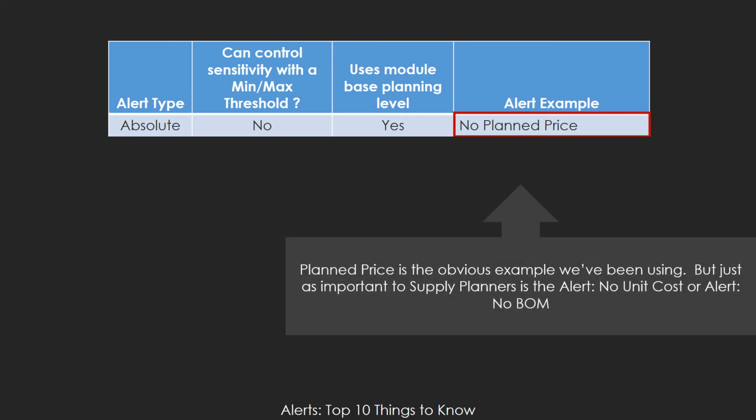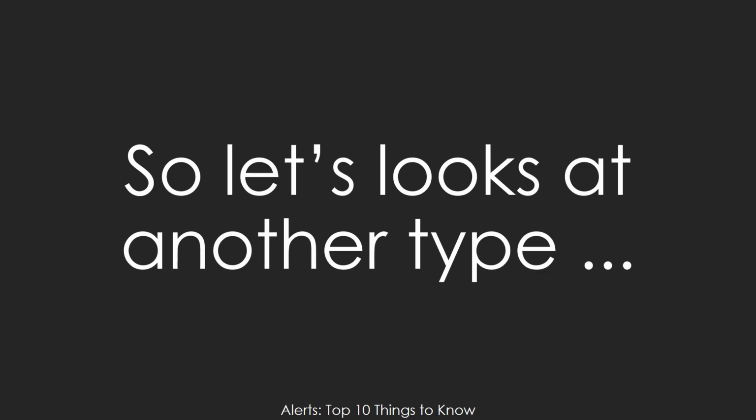And finally, the planned price is the obvious example we've been using, but just as important to supply planners is the alert no unit cost or alert no BOM. So let's look at another type.